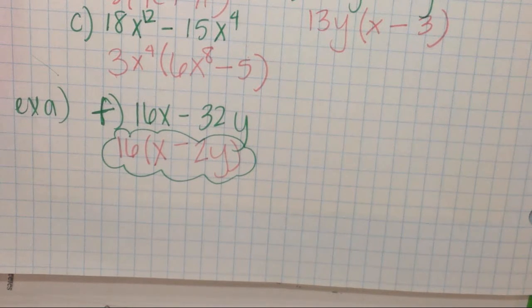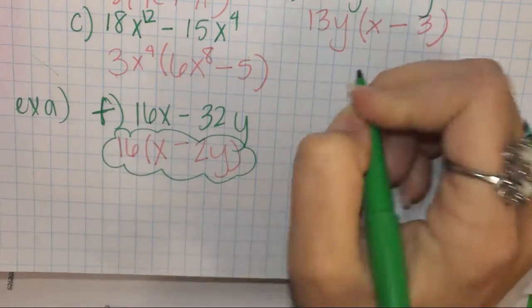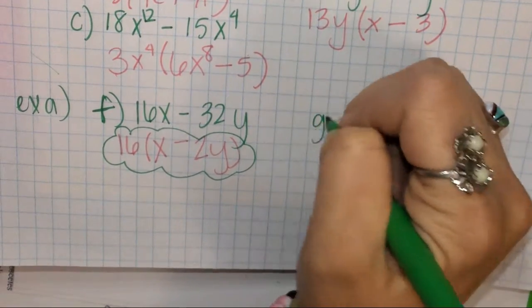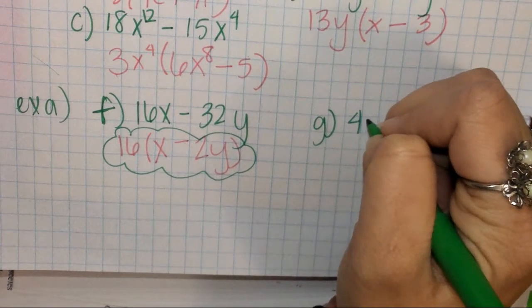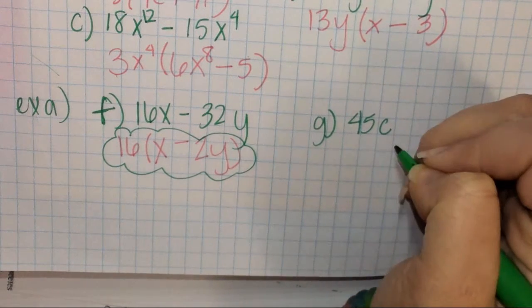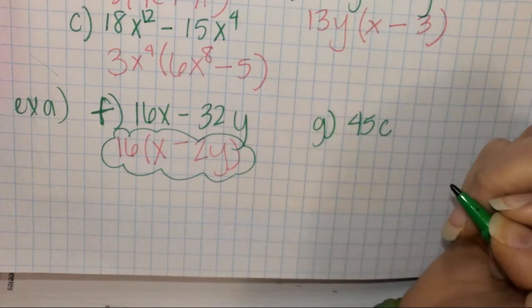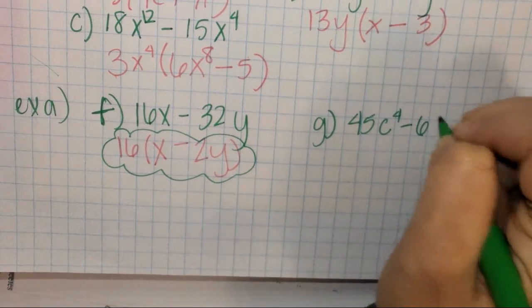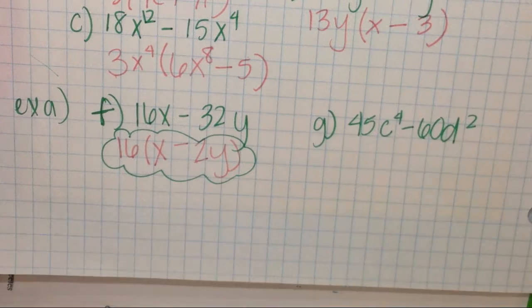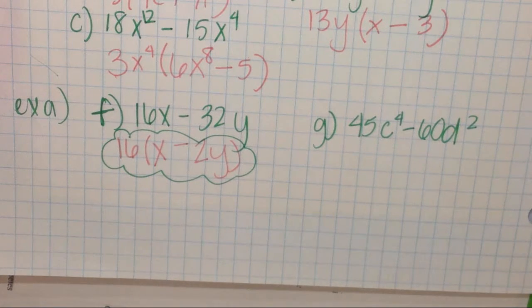Okay, do we need to try another one together, or can you try one without me? Let's try one without me. Let's do 45c to the fourth minus 60d squared. Please stop. Act like you've been in a classroom. Try that one without me.